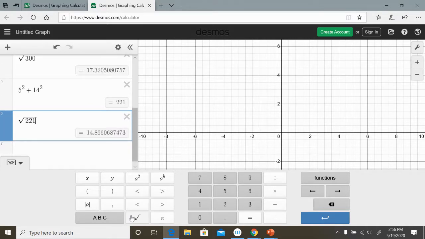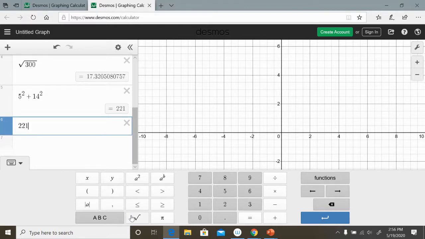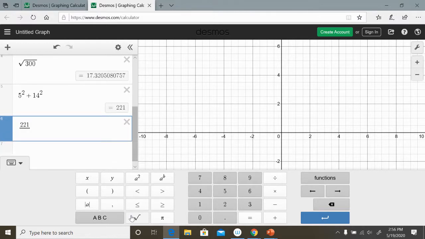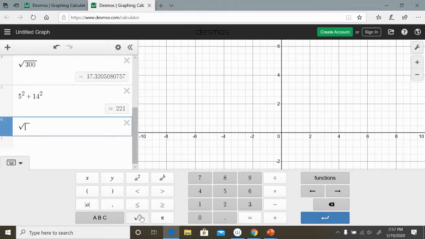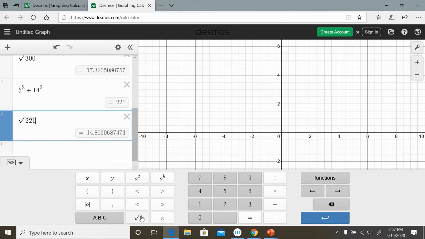I get 14.8. So we can actually, let's try and simplify this one a little bit. So 221. If we divide that by 4, nope. 3, nope. 5, nope. Maybe this was a bad one to do, obviously. Okay, so we're just going to leave it with the square root of 221. It looks like it might be as simple as it goes. With 14.86, or I'm going to round that to 14.9.